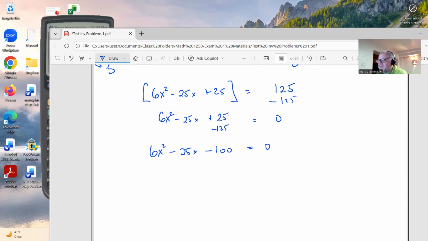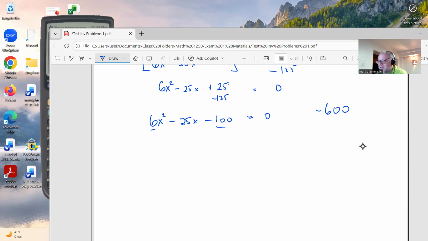Okay, so at this point, we have to do a C method. We're going to say 6 times 100, that's going to be 600, negative. So I need a difference that's going to add up to negative 25. And then we would just go through and do a factorization into the primes. Fundamental theorem of arithmetic lets us do that.